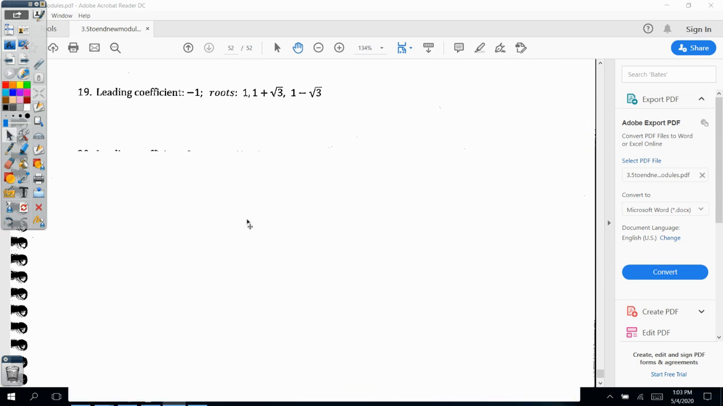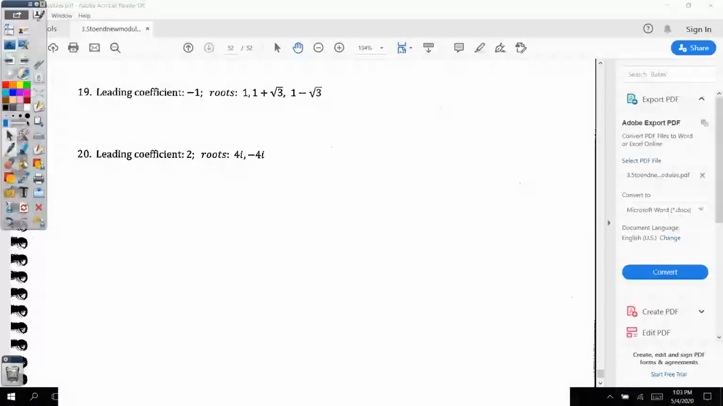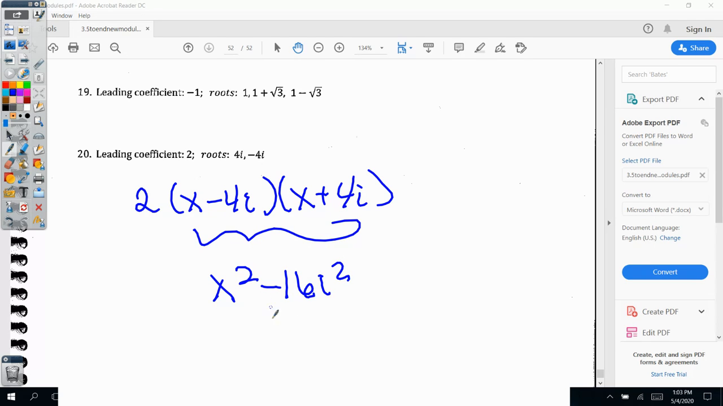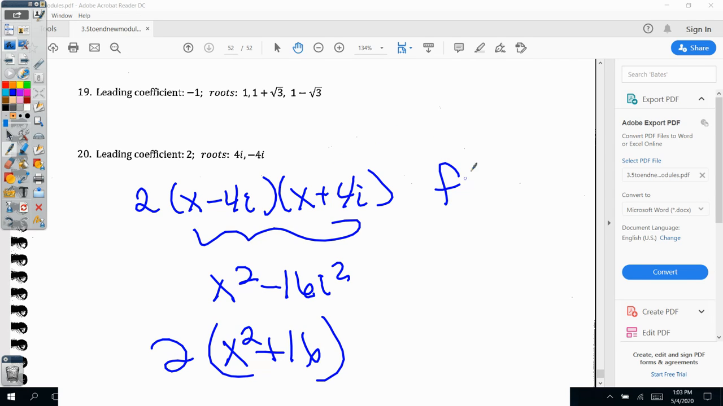Last one is easier. The leading coefficient is 2, and there's just 2 roots. So it's an x minus 4i and an x plus 4i as the 2 factors. Do these guys first. It's an x squared plus 4ix minus 4ix minus 16i squared, which becomes a plus 16, times 2. So you get f of x equals 2x squared plus 32. Okay, and that's the go section.